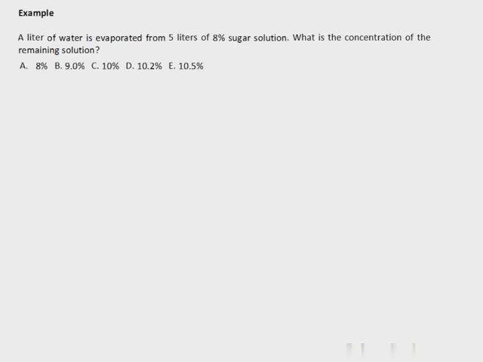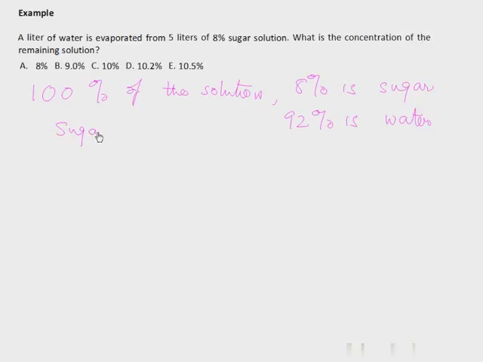A liter of water is evaporated from 5 liters of 8% sugar solution. Let's understand what 8% sugar solution means. It means in 100% of the solution, 8% is sugar and the rest is water. So 92% is water. If we were to write it as a ratio, sugar to water would be 8:92. Sugar to total would be 8:100. That is essentially what 8% sugar solution means.